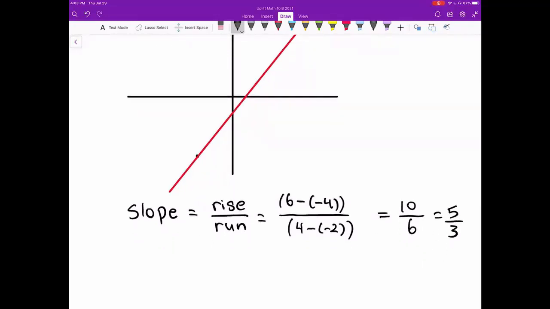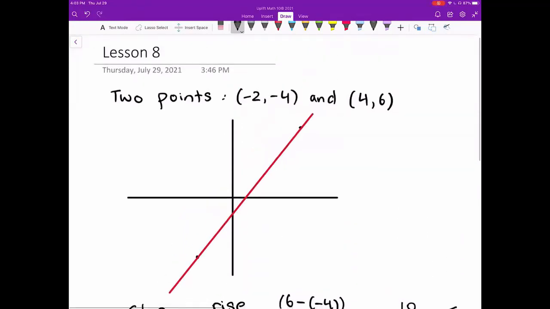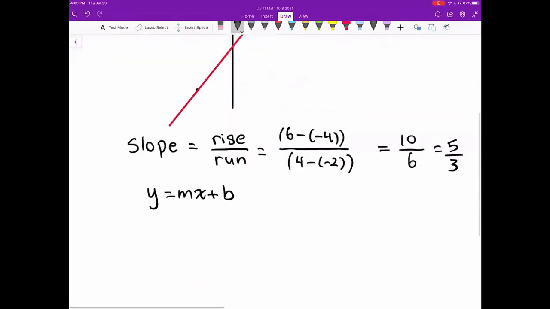You would technically just leave that as an improper fraction. Mixed fractions are kind of weird. Then what we're going to do is use the y equals mx plus b equation, the slope-intercept form, which we're going to talk about later. Remember that the variable m stands for slope, so we're just going to put the slope in there.